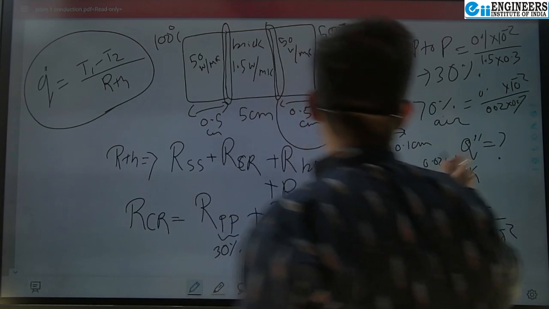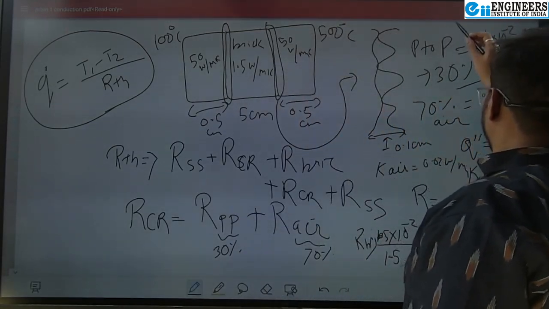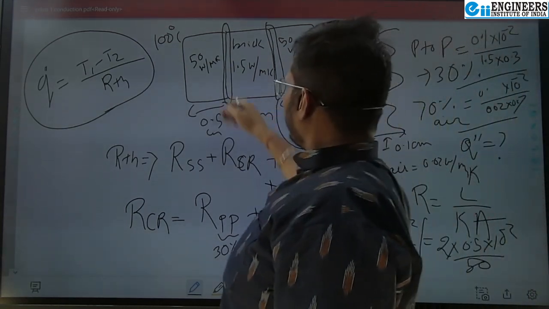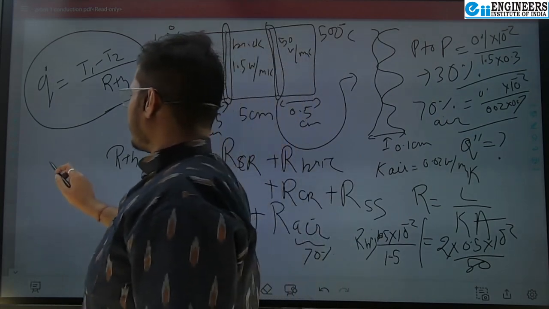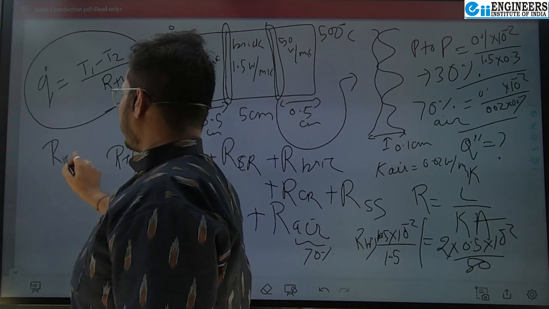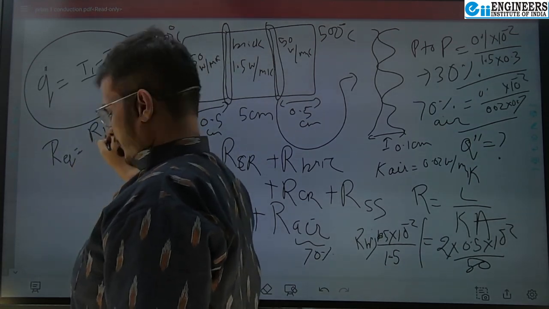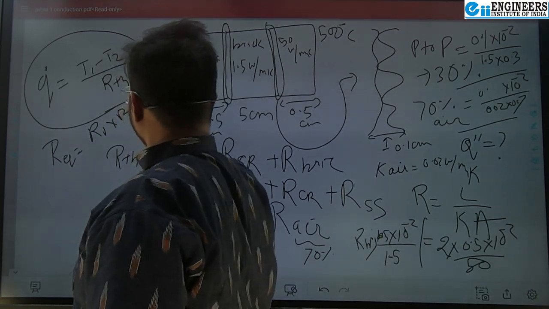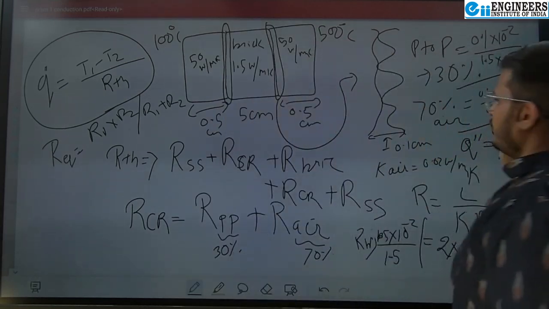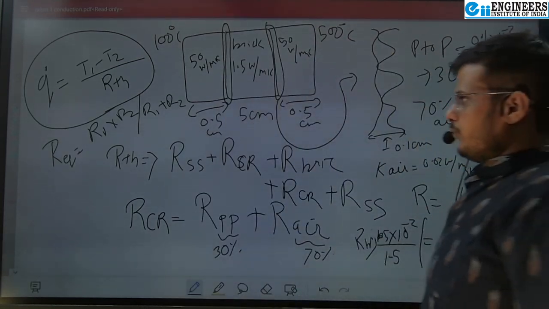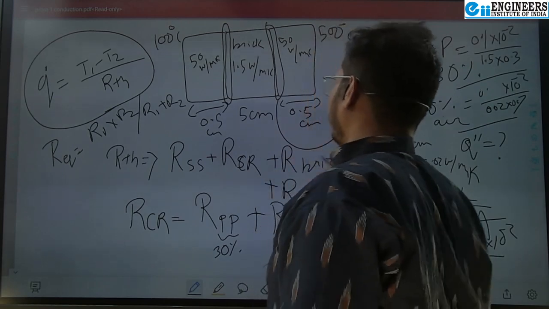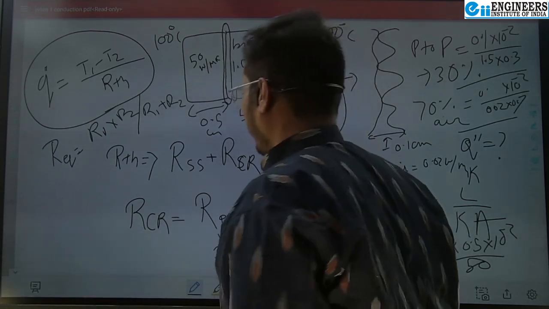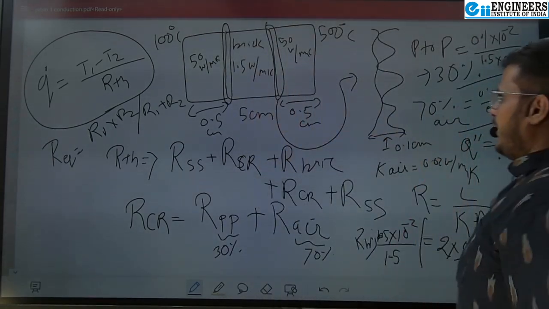Then you got the resistance for this solid to solid contact and air. Then you have to calculate the equivalent contact resistance. So the resistance equivalent equals R1 into R2 by R1 plus R2. So we have here R1, R2. So R1 into R2 by R1 plus R2. And by using this formula, you can calculate the net heat flux, isn't it? So hope this is made clear to you.